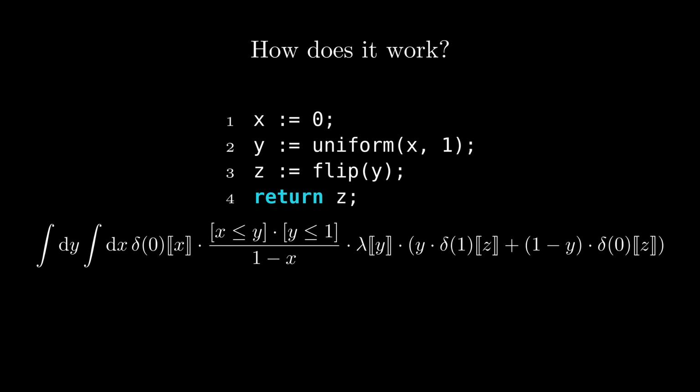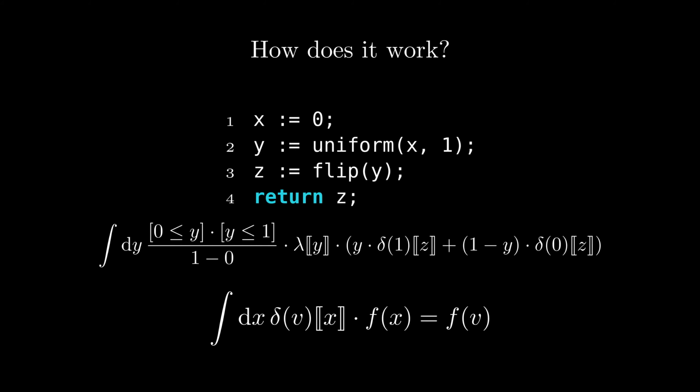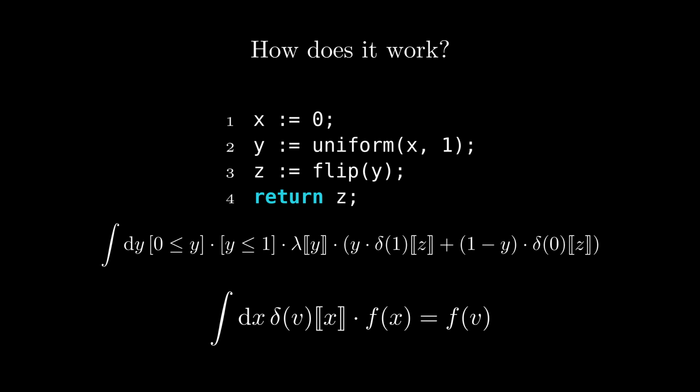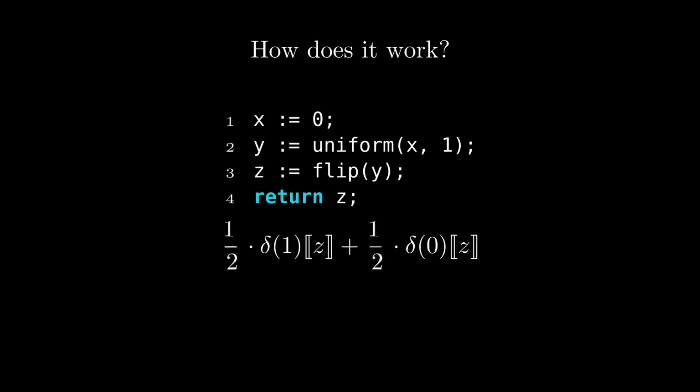As we return z, we have to marginalize x and y. This is expressed using integration. Marginalizing a Dirac delta amounts to substitution, as illustrated in this generic rule. To marginalize x, lambda-psi automatically applies this rule and also performs basic algebraic simplifications. To marginalize y, we integrate the terms y and 1 minus y from 0 to 1. Each integral is equal to 1/2. This way, we get a simplified term representing the same distribution as the original program. lambda-psi automates this kind of reasoning.